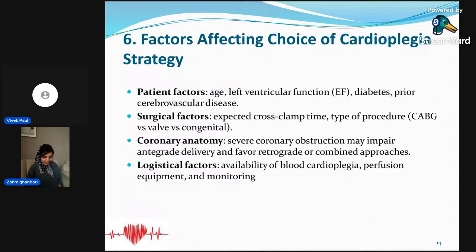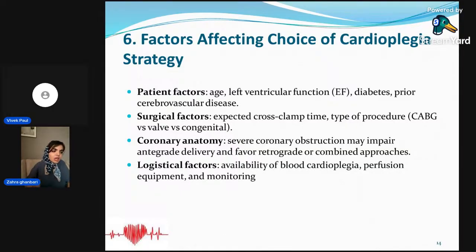Okay, I said that for a patient who has diabetes, we must add insulin in our cardioplegia solution. And for a patient who has a low EF, or low ejection fraction, we must use less potassium in our cardioplegia solution.